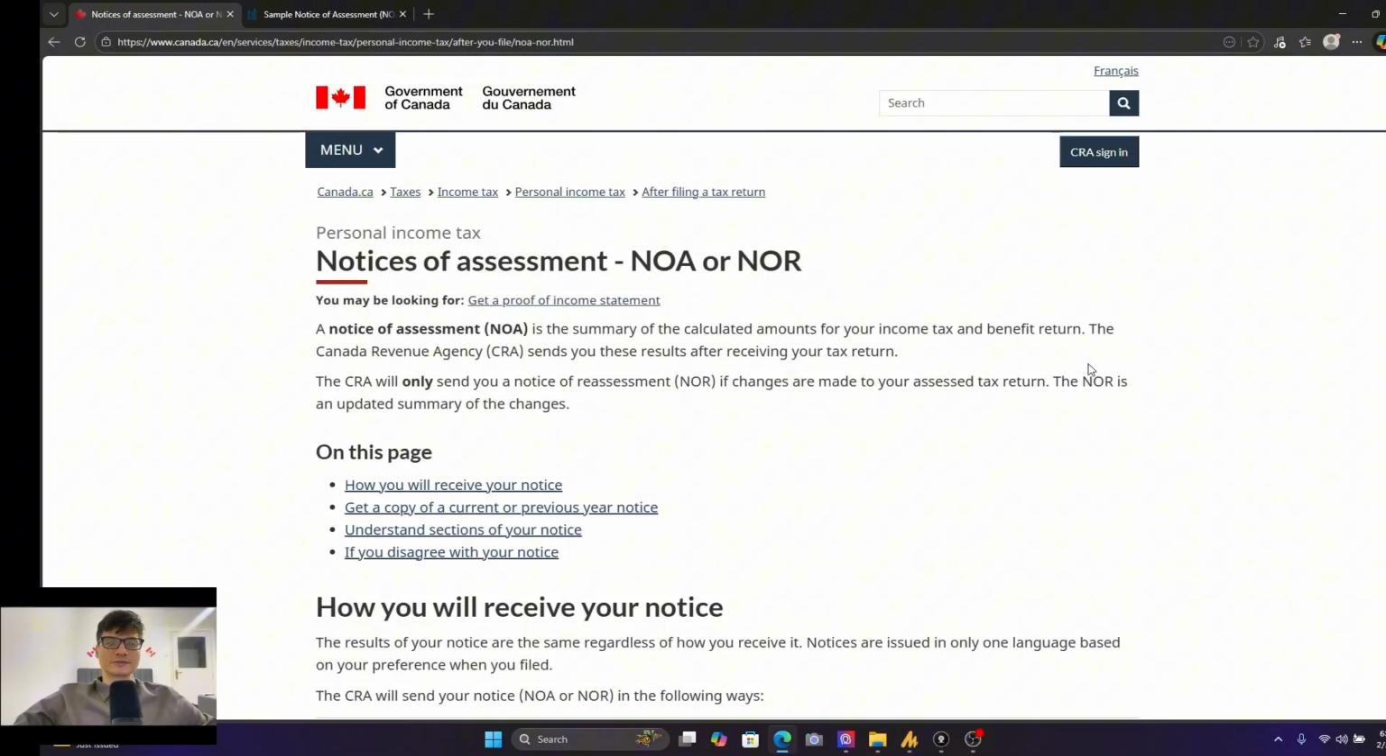Essentially, the Notice of Assessment is CRA's final scorecard, and it tells you two things. Was the income tax return assessed as filed? And if not, what changed?